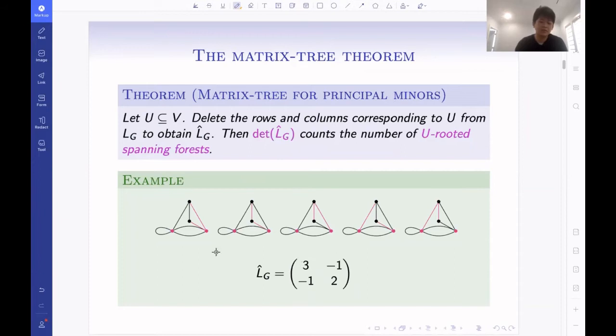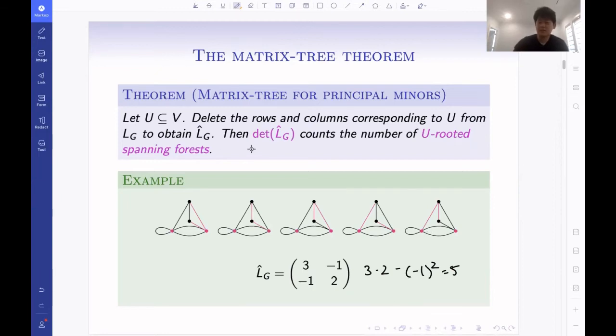So for example, we take the combinatorial Laplacian of this graph, delete the rows and columns corresponding to these magenta vertices. So now we have, since this has degree 3, a 3 here, degree 2, a 2 here, and 1 edge between them, -1, -1. Take its determinant, which we know is 3 times 2 minus (-1) squared, which equals 5. And you'll notice that I've shown exactly 5 different U-rooted spanning forests. And those are all of them according to this theorem.